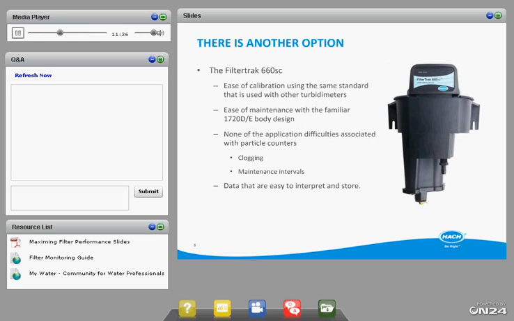Additionally, you get none of the application difficulties associated with particle counting, such as the clogging of the small measuring chamber, or measuring point rather, and the very high maintenance intervals. You get something that's much more user-friendly in the FilterTrack 660. And lastly, because the data is expressed in milli-NTU, it's a familiar parameter that's easy to interpret and certainly much easier to store.